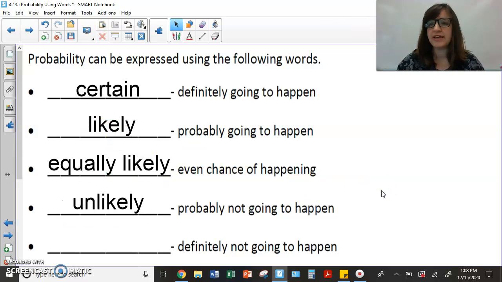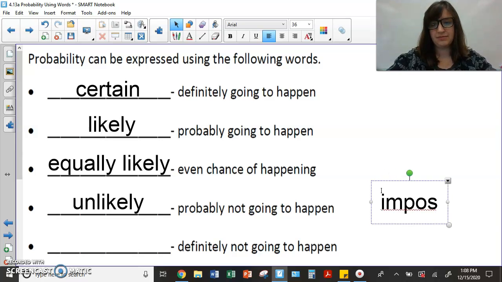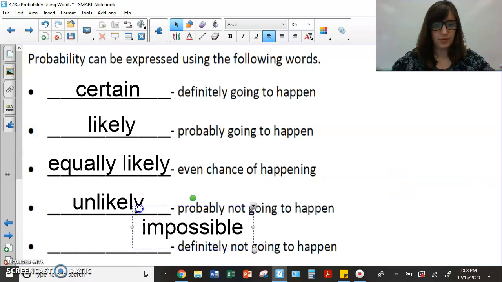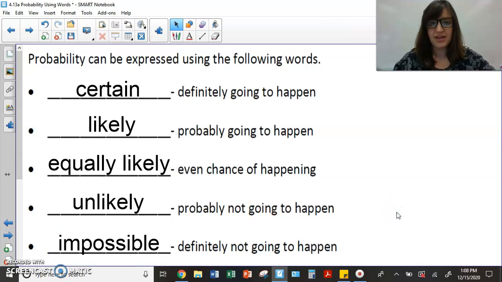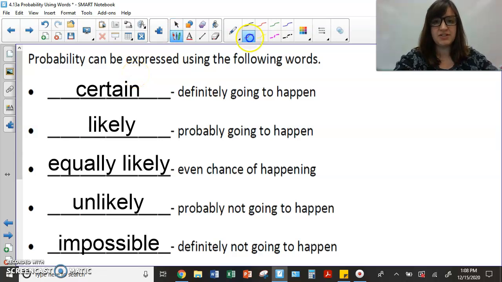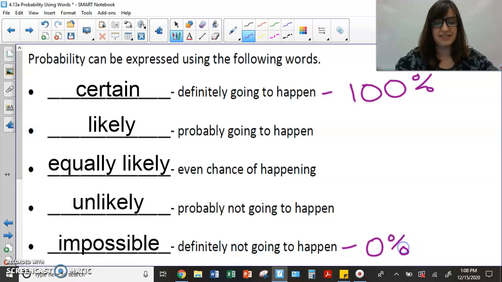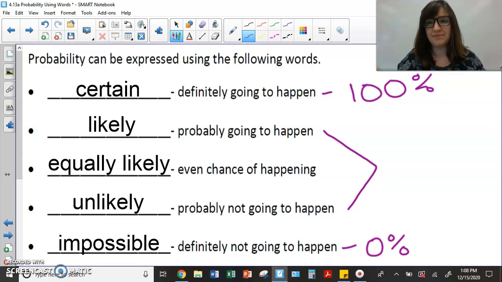Something is definitely positively, without a doubt, no way, not gonna happen, no way, no how, that is impossible. Okay, impossible is definitely not gonna happen, no matter what. Okay, so these are the words that we're gonna use. If we're talking about something that's certain, that's a 100% chance it's gonna happen, no matter what, it's happening. Okay. If it's impossible, it's a 0% chance that it's going to happen, okay? All of these things come in between, okay? And so they represent an amount in between.